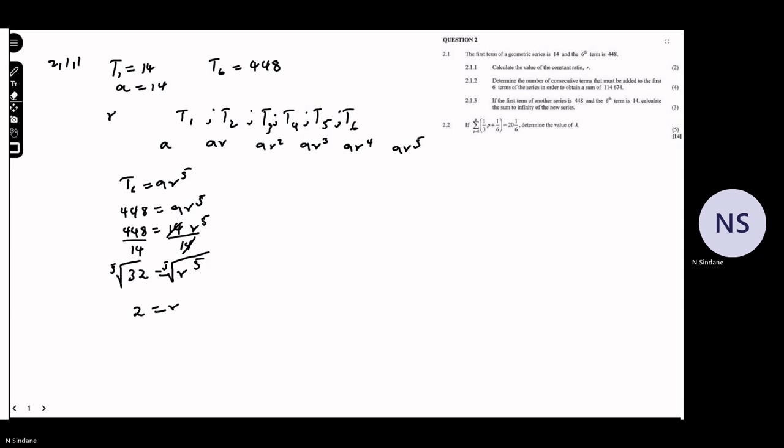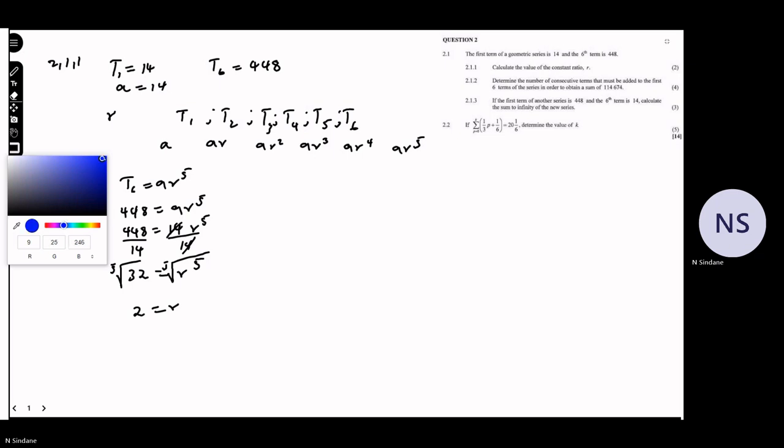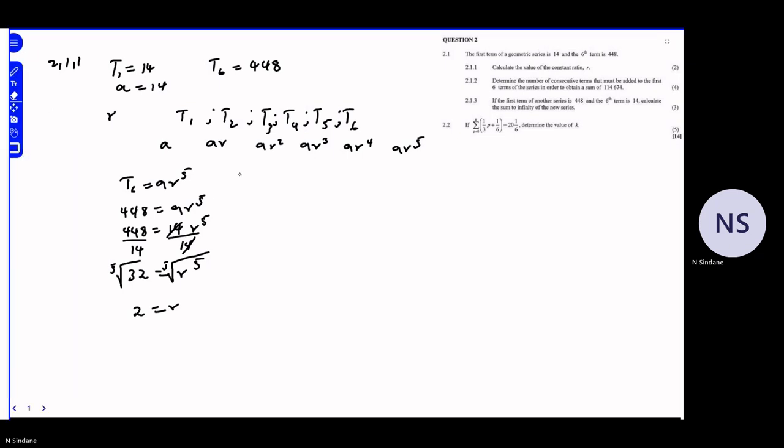Then let's go to, let's use a different color, 2.1.2. Determine the number of consecutive terms that must be added to the first 6 terms of the series in order to obtain the sum of 114674, right? So in this case, I can easily use Sn, the sum of the first n terms. I'm looking for the sum of the first n terms.